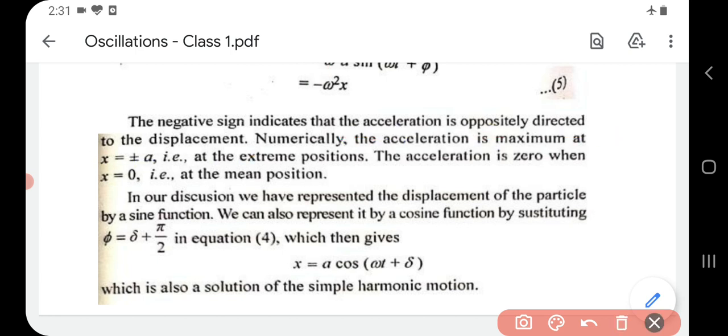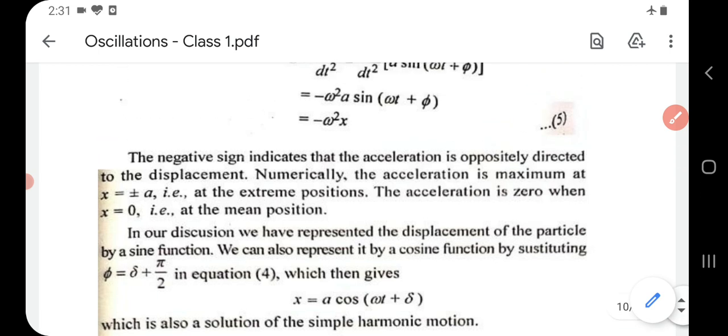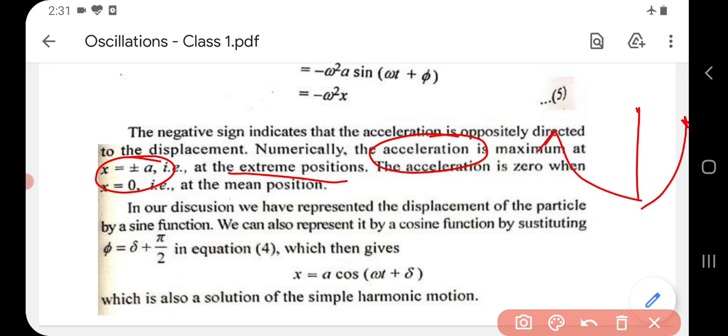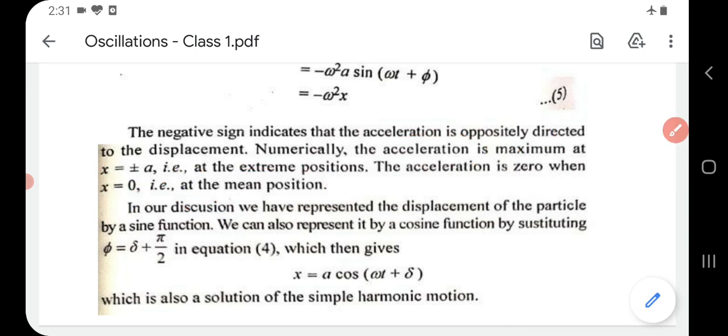Now note some points: acceleration is maximum at x equal to plus or minus a, that is at the extreme positions. If you have something like this, these are the extreme positions. So acceleration will be maximum at the extreme position and 0 when x equal to 0, and that occurs at the mean position or equilibrium position.